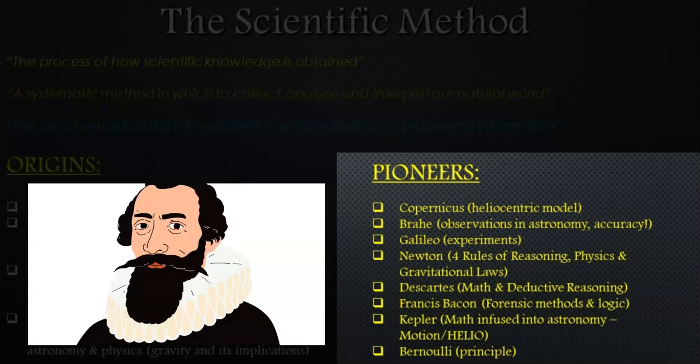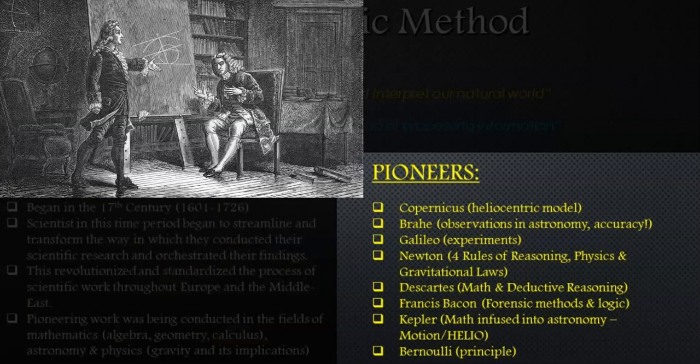Then was Kepler, who used mathematical equations and formulas to figure out the movement of stars and motion of planets, which again was in addition to Brahe's observations in astronomy using a telescope, and also Galileo's. Then we had Bernoulli, who added various principles based on this method of obtaining information.